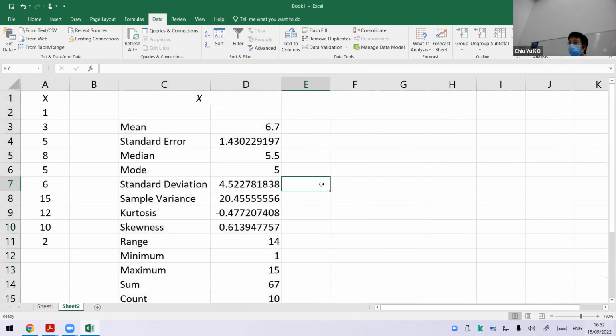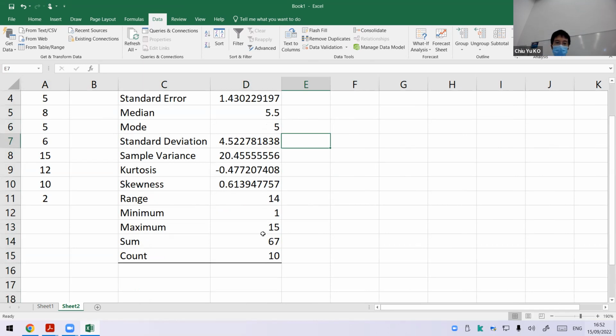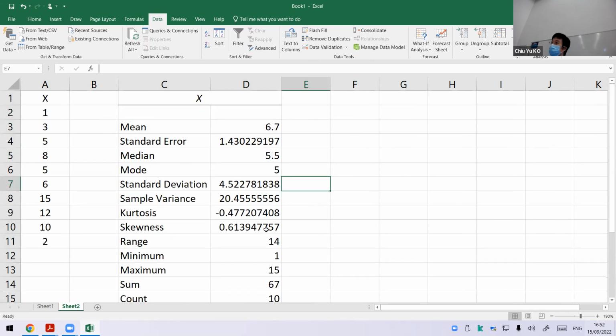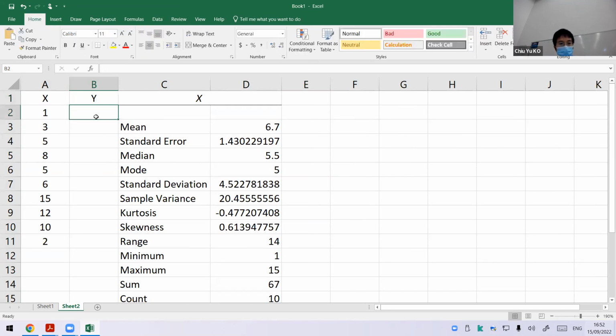very nicely, it gives you the mean, the standard deviation, the median, the mode, the sample variance, kurtosis, skewness, range, maximum, minimum. You don't have IQR, but you can do it quickly. So to let you see how convenient it is, I just add another data set. You can do multiple data sets at the same time. Maybe I have 1, 3, 6.